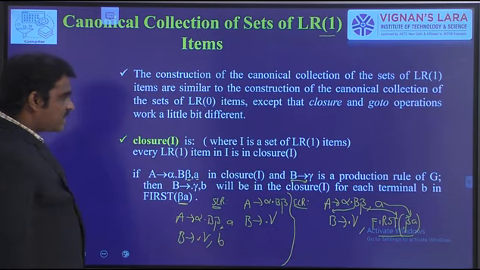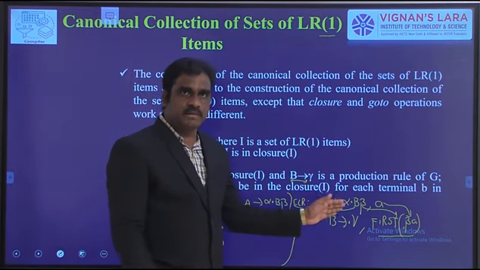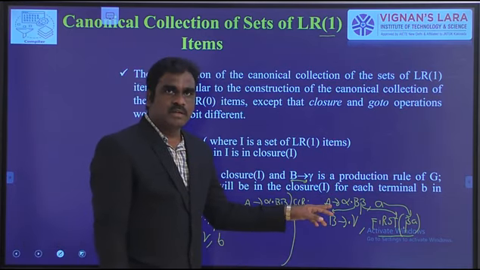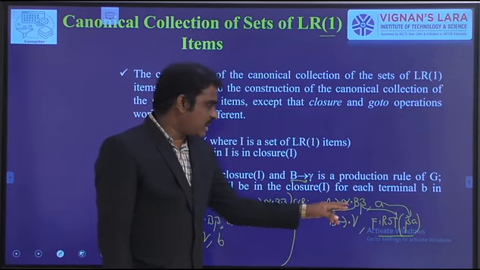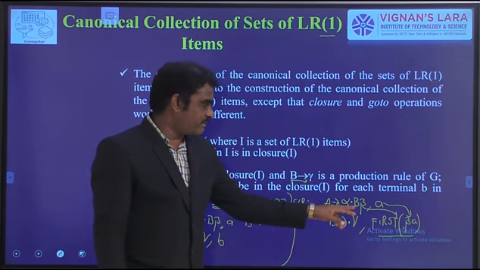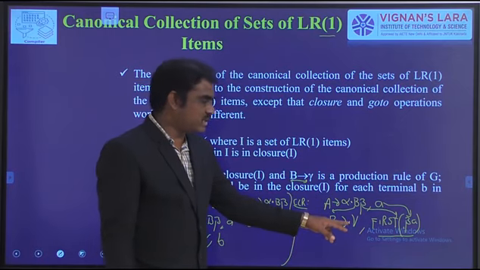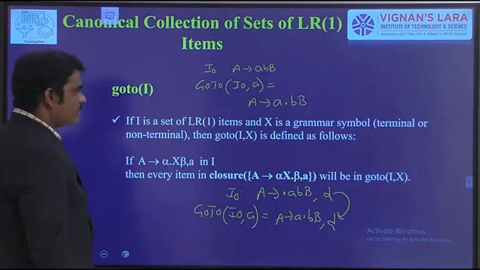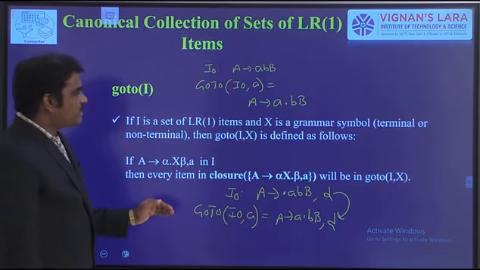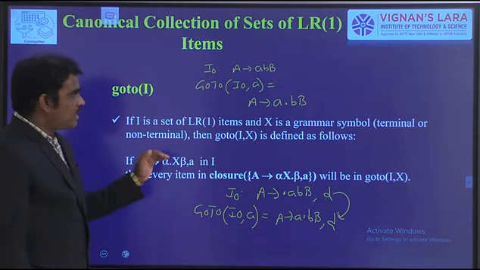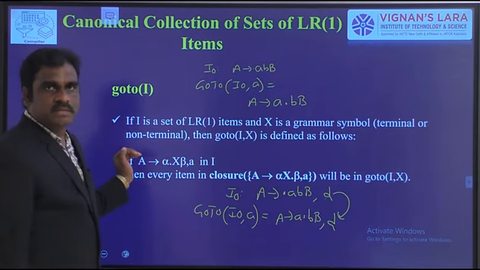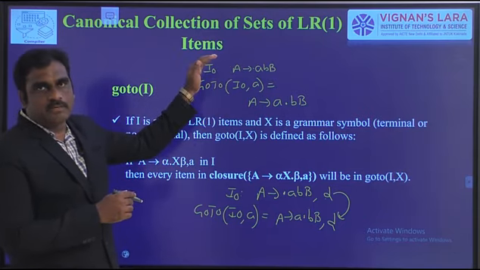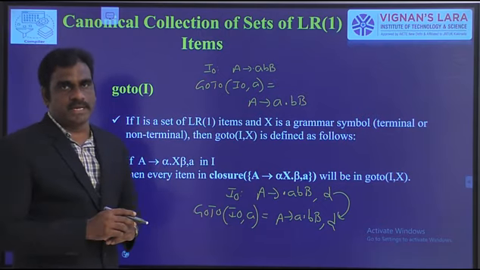But whereas in closure set operation, after performing the go to, this is the result. Now apply closure set. That means dot followed by terminal or non-terminal. Suppose it is a non-terminal, then write the non-terminal productions, comma, first of beta A. So by using these two functions, go to and closure set operations, we have to calculate the canonical sets of LR of 1 items. Canonical LR of 1 items.